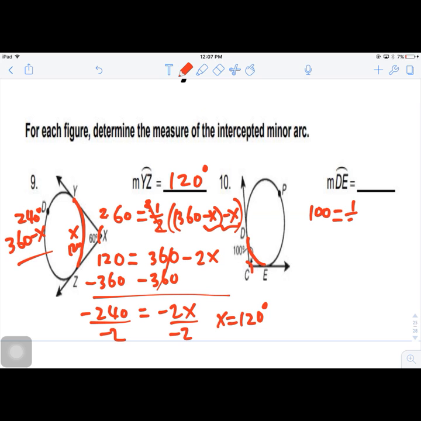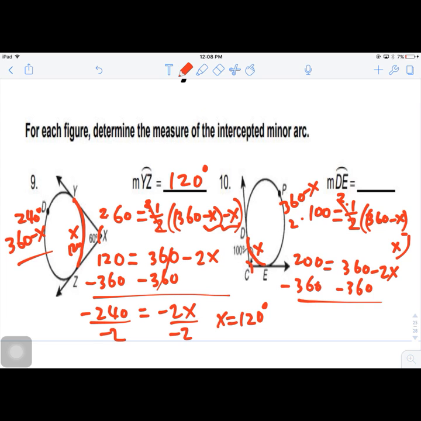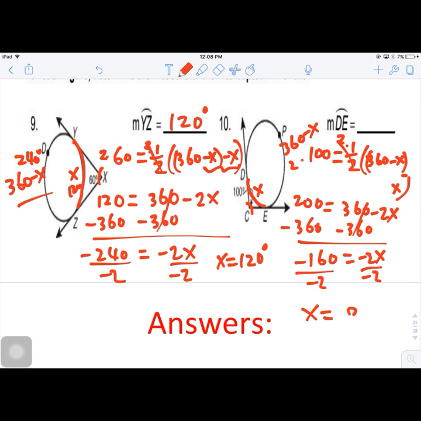So again, it is 1/2 of, we're going to let the small piece be X again, and then this bigger piece will be 360 minus X. So that will be the big piece, which is 360 minus X, minus the little piece, we're calling it X, closing the parentheses, times 2 on both sides, and we will have 200 equals 360 minus 2X. Minus 360 from both sides again, and we get negative 160 equals negative 2X. Dividing by negative 2, I will have X equals 80 degrees, and so the smaller piece is 80 degrees.